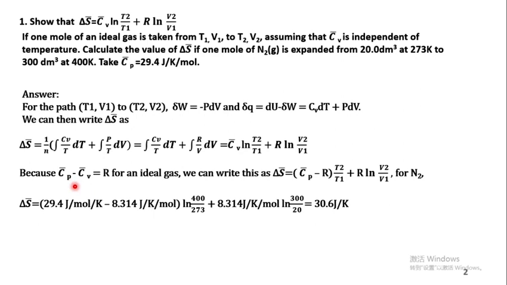And because for the ideal gas, we have Cp minus Cv equals R. So we can write this delta S equals to this. And also, we can get the final result for delta S equals to this one after calculation.